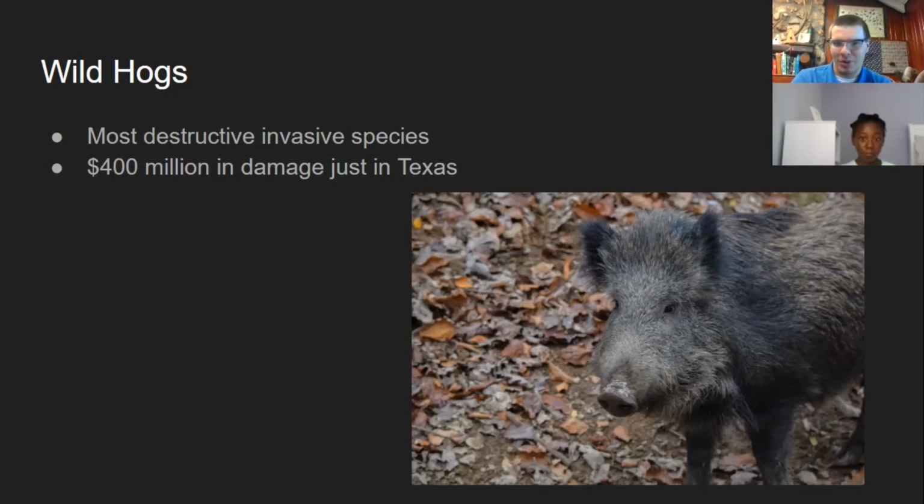That's like an unfathomable number to me. $400 million is such a crazy huge amount, and they just do that. They did that just in the state of Texas. In the other 38 states that they are in, they cause even more damage.